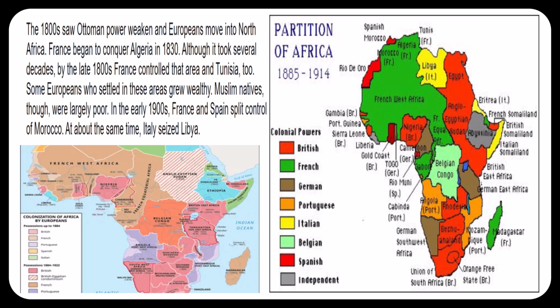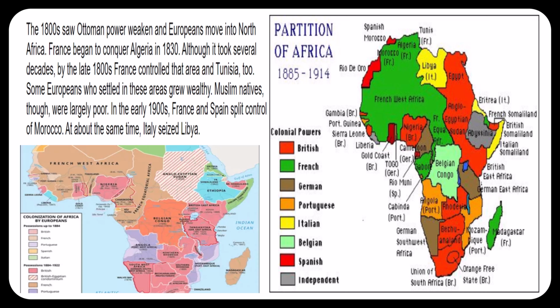The 1800s saw Ottoman power weaken, and Europeans move into North Africa. France began to conquer Algeria in 1830. Although it took several decades, by the late 1800s, France controlled that area and Tunisia too. Some Europeans who settled in these areas grew wealthy. Muslim natives, though, were largely poor. In the early 1900s, France and Spain split control of Morocco. At about the same time, Italy seized Libya.